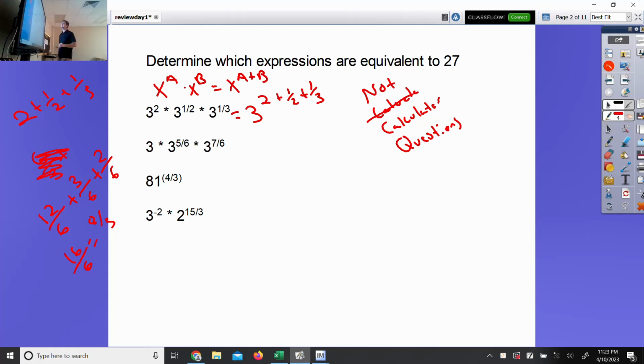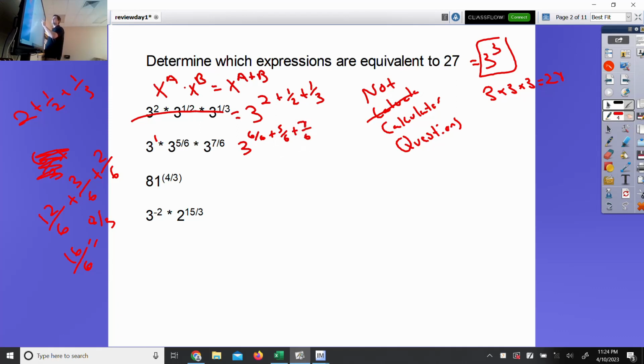The reason I know that's not going to be the answer is because 27 is 3 cubed. It is. I swear, you do 3 times 3 times 3, you get 27. And the exponents did not add up to 3, they added up to something else. So that one's gone. The second one, the understood exponent here is a 1. So I'm going to change that to a 6 over 6 plus a 5 over a 6 plus a 7 over a 6. And when I'm done with this long string here, I'm going to have 3 to the 18 over 6, which is 3 cubed. Aha!